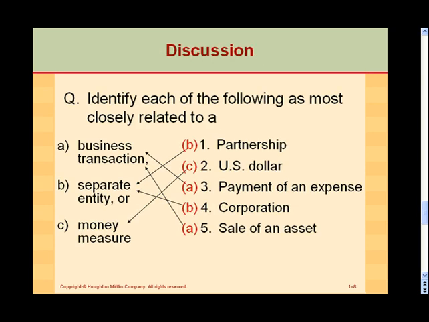Our last slide. Identify each of the following as most closely related to which. A business transaction is most closely related to the payment of an expense. The separate entity is most closely related to a corporation or a partnership. And money measure is most closely related to the concept of the US dollar.